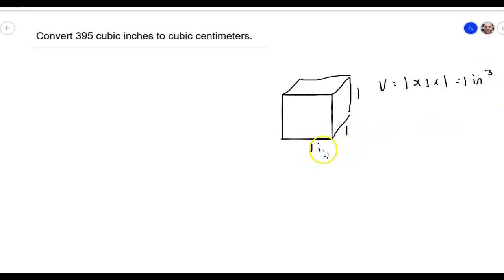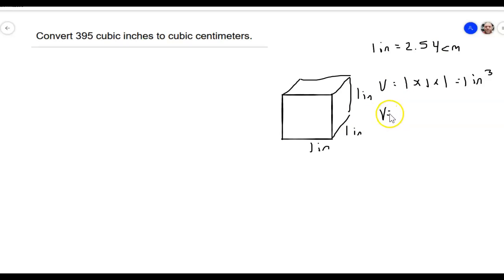Now, if we were to look at the volume of this in centimeters, first of all, we'd have to know that 1 inch is equal to approximately 2.54 centimeters. So we have to know how to convert that. In order to find out what the volume of this cube is in centimeters, we have to change each one of these inches into that 2.54 centimeters.